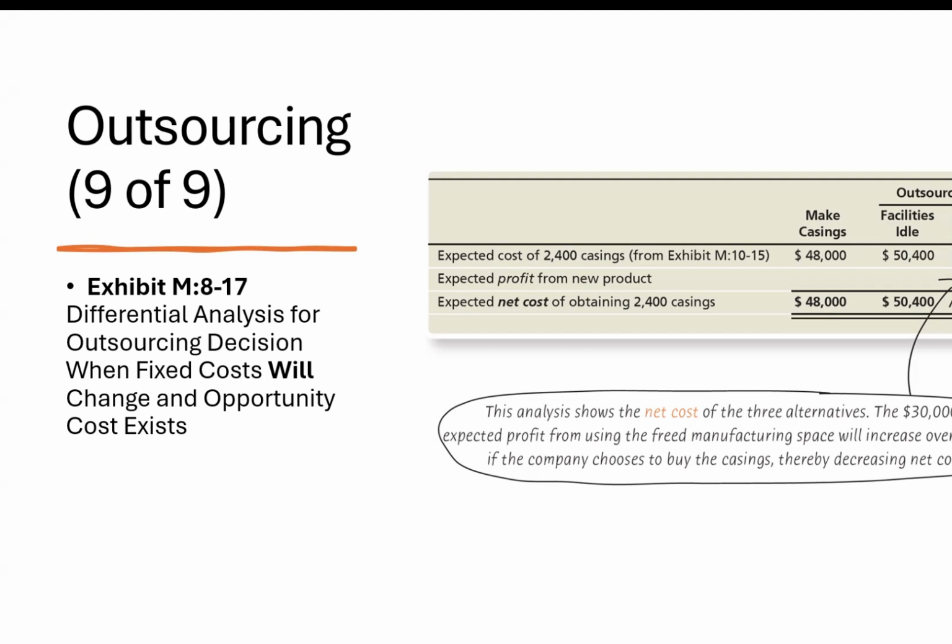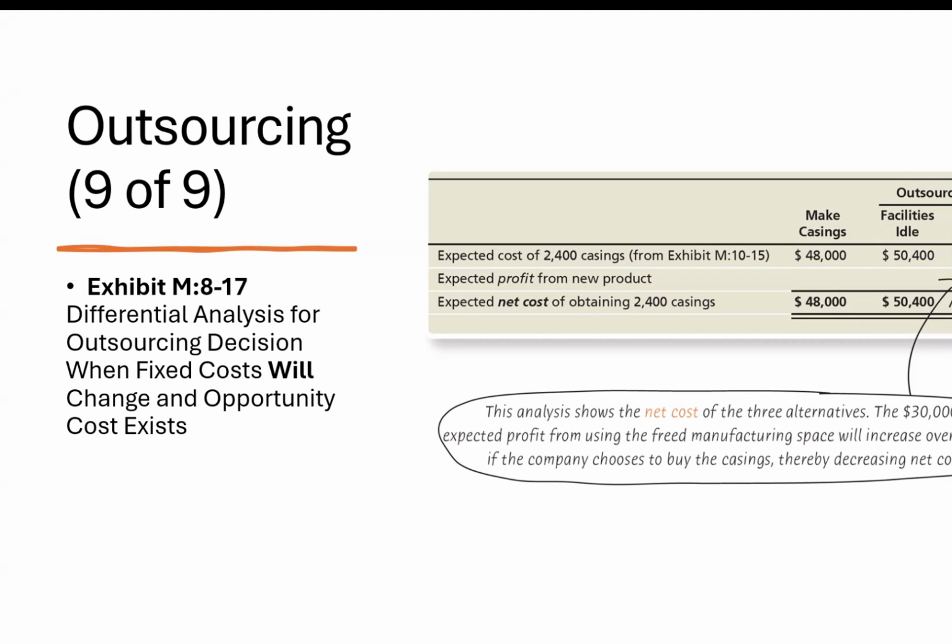In this scenario, Smart Touch Learning should buy the casings from Crump Casings and use the freed manufacturing capacity to make the new product. If Smart Touch Learning makes the casings, or if it buys the casings from Crump Casings but leaves its production facilities idle, it will give up the opportunity to earn that additional $30,000.